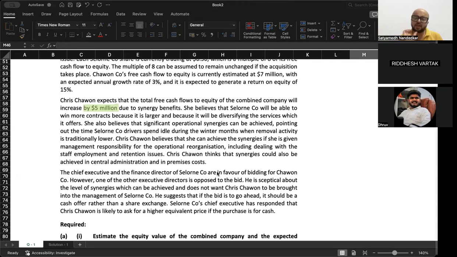Driver utilization is not, they have a lot of spare time right now. But if more contracts are won, then the spare time will be lower and their time will be put to better use. See, some other synergies are easy to obtain with respect to duplication of premises in some locations.